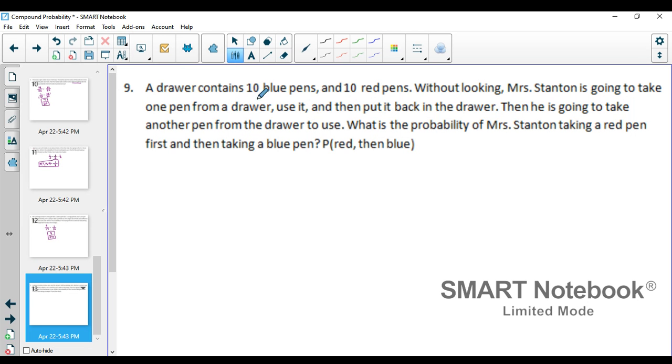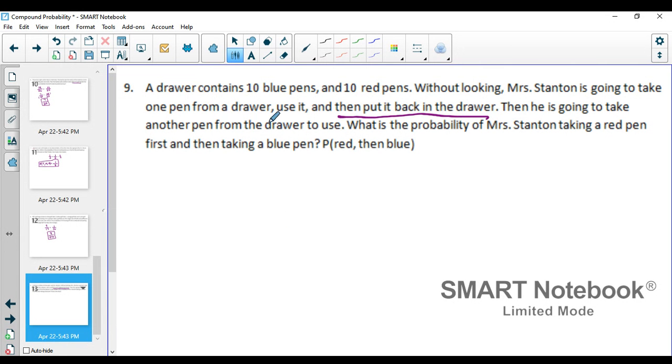So a drawer contains 10 blue pens and 10 red pens. Without looking, Mrs. Stanton is going to take 1 pen from a drawer, use it, and then put it back in the drawer. Then she is going to take another pen from the drawer to use. What is the probability of Mrs. Stanton taking a red pen first and then a blue pen? So the key to this problem is this phrase right here, because she put it back in the drawer.